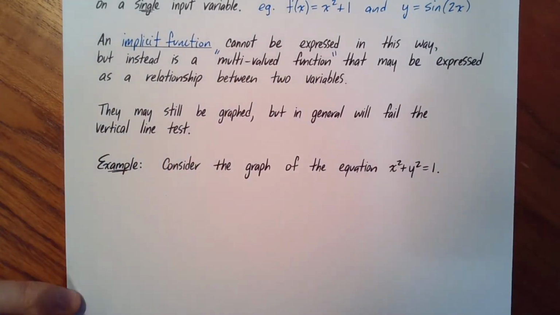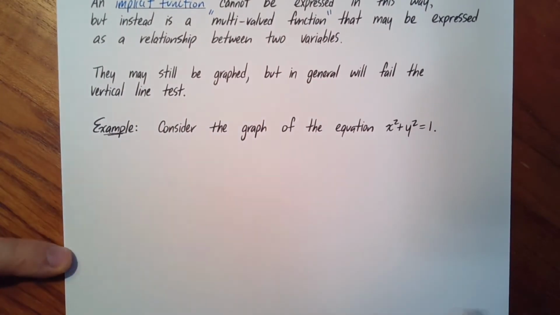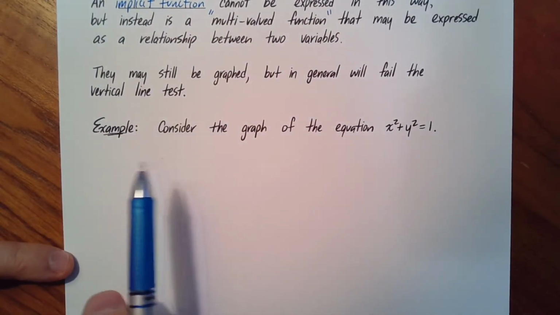You can still graph them though. You can still graph these relationships, but in general they'll fail the vertical line test, which is why they actually fail to be explicit functions. Okay, it's best to just go to an example now, because there's not much more. You will get no clearer just by talking about them. I have to actually show you.